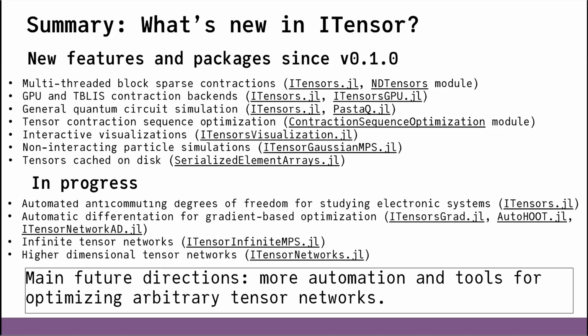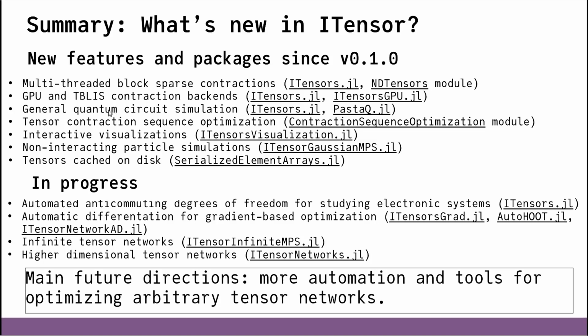So just to summarize what we've discussed, I gave a very brief introduction to ITensors.jl, which is a high-level package for performing tensor network computations, and I've gone over some recent high-level features that we've added since the initial release of the 0.1 version in 2019, such as multi-threaded block sparse contractions, which is available in ITensors.jl, a GPU and TBLIS contraction backend, which is available in ITensorGPU.jl, or by loading the TBLIS.jl package.